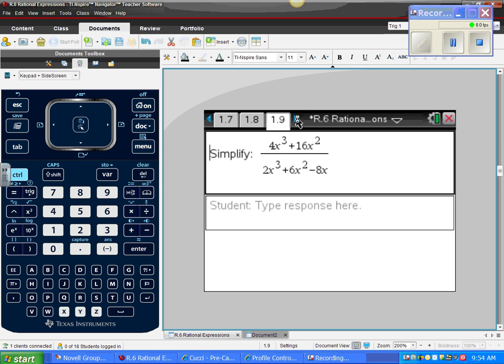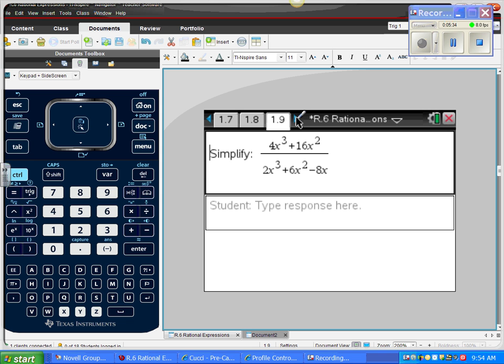All right, so numerator, 4x cubed plus 16x squared. Denominator, 2x cubed plus 6x squared minus 8x. You're always starting with pulling out a GCF. GCF in the numerator, 4x squared. Factor that out and we get x plus 4. Denominator, GCF, 2x, x squared plus 3x minus 4.